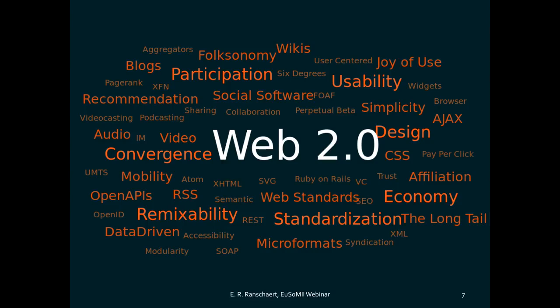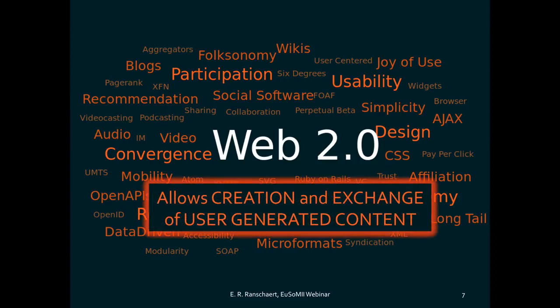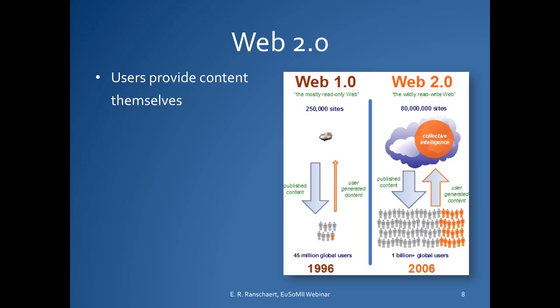Now we are working with social media in Web 2.0. Web 2.0 is completely different because it allows the creation and the exchange of user-generated content. It means that the architecture of the web or internet has changed a lot. In comparison with Web 1.0, which was rather the read-only web, Web 2.0 is called the wildly read-write web. So users can provide content themselves much more easily.